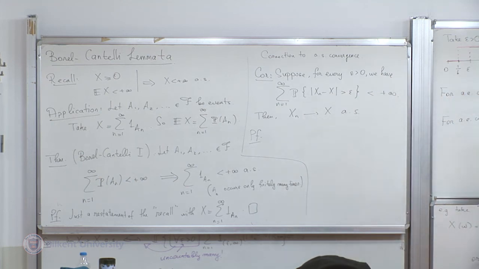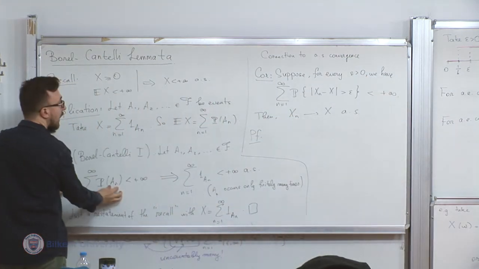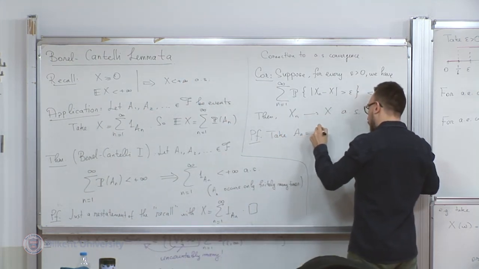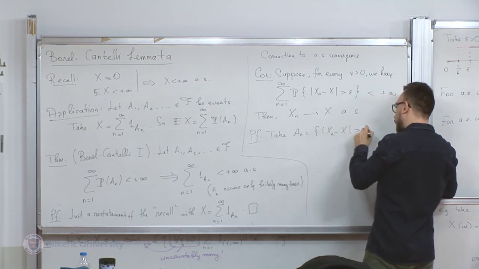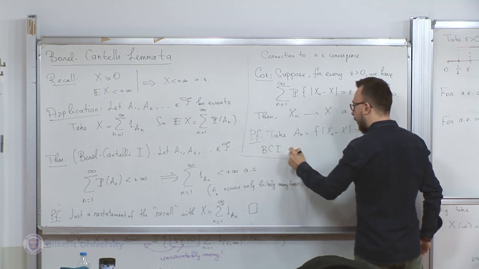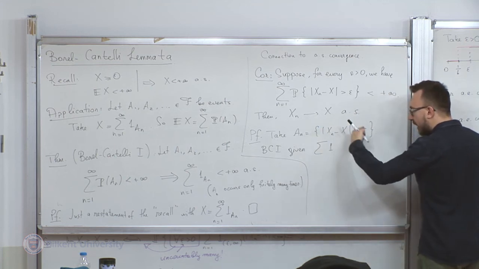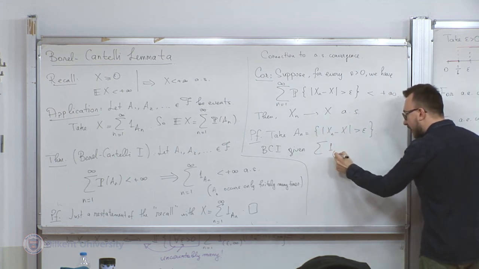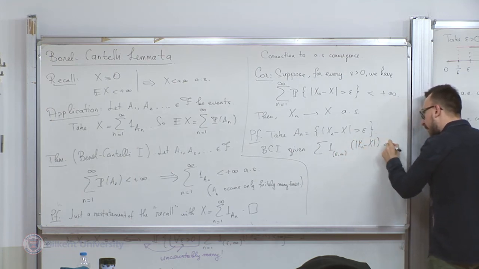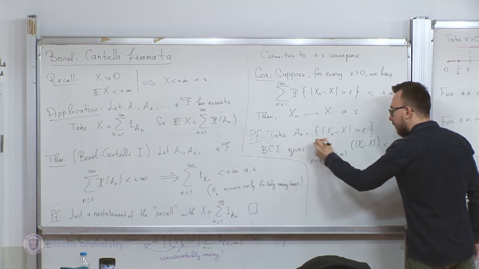Okay, so we're going to use Borel-Cantelli. This just looks like the condition in Borel-Cantelli, right? So just take A_n to be this event, the event that the distance is large. Then Borel-Cantelli gives that the sum of indicators of the A_n's, so what is the sum of indicators of A_n's? Well, it is the sum of indicators of |X_n minus X| greater than epsilon, finite almost surely.